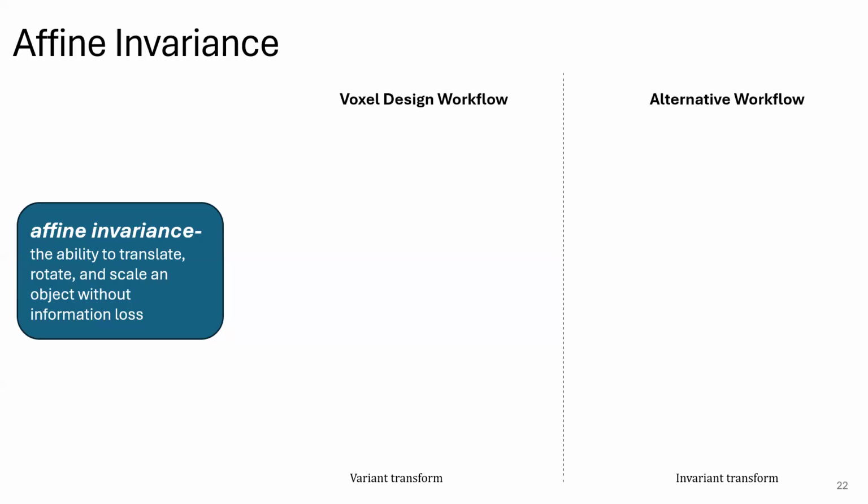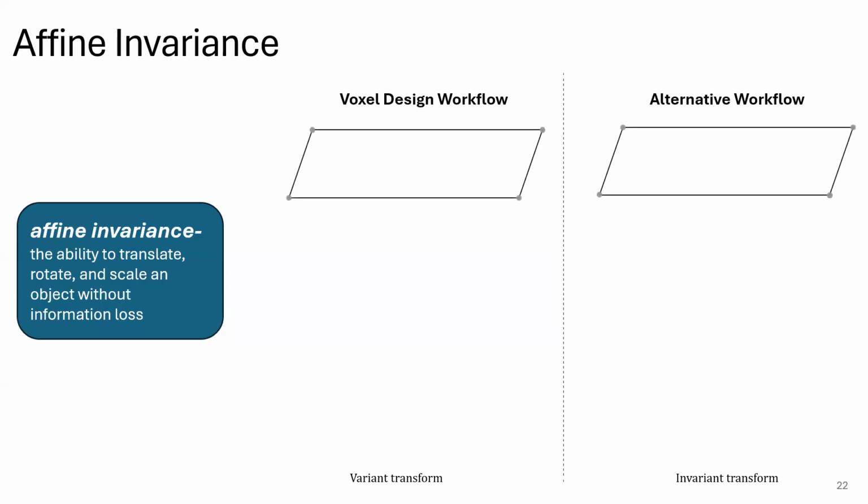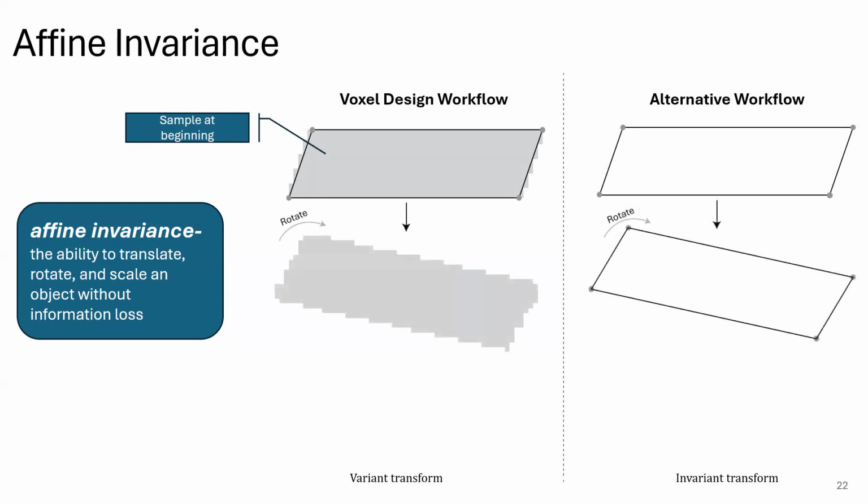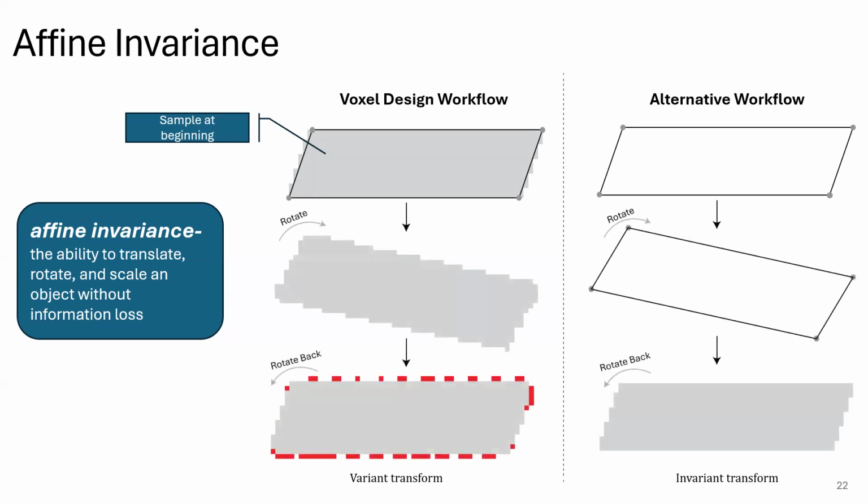So over here on the right, I'll walk through what that means. On the left side, I'll show a voxel design workflow like Voxel Fuse. On the right, I'll show an alternative workflow that we'll discuss a little bit later. So if we start with some kind of geometric object, in this case a parallelogram, it's defined by points and lines that connect the points. We'll sample it at the beginning in the voxel design workflow, so we'll create a set of voxels. We're going to rotate that object, and then if we rotate it back to its initial position, we'll end up getting these extra red pixels you see around the side. This is essentially an aliasing or a tessellation effect caused by rounding, which happens because it is a volumetric voxel data structure.